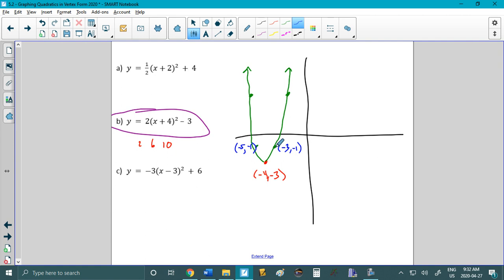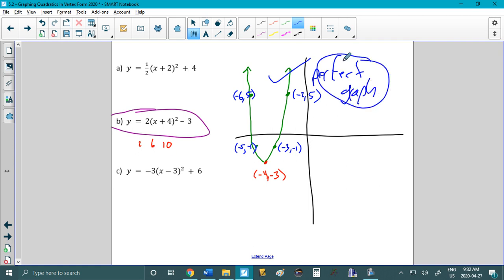And then from here, I'd go over 1. So this would be -2. And up 6. Up 6 from -1 would be 5. And over here, if I went over 1 again, it would be -6. Up 6 again would be 5. So this is a perfect graph because you've labeled everything. Okay?